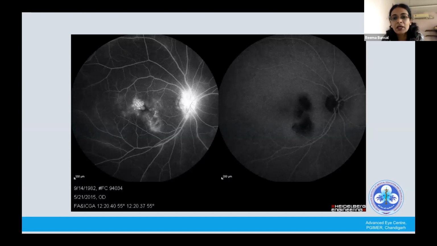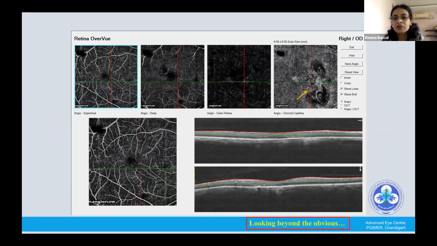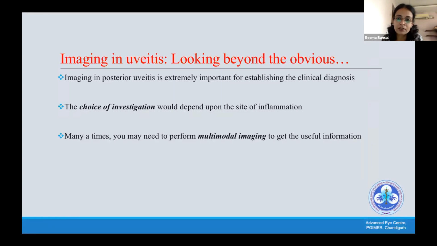So what next? We do an OCT angiography, and we see that there is a neovascular complex on the choriocapillaris frame. So this was actually an occurrence of an inflammatory choroidal neovascular membrane in a patient with Eales vasculitis and choroiditis. So to summarize, imaging in uveitis helps us to look beyond the obvious, and it's extremely important for establishing your clinical diagnosis.